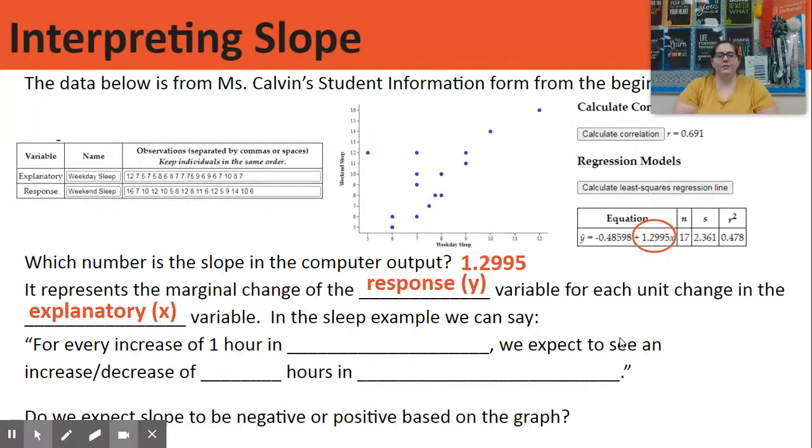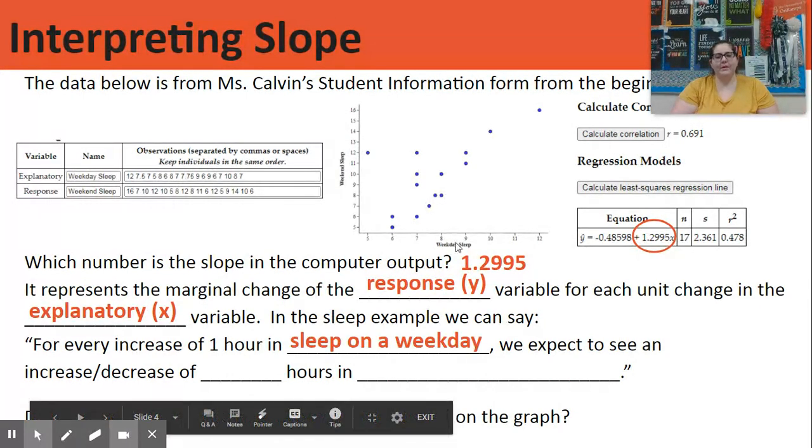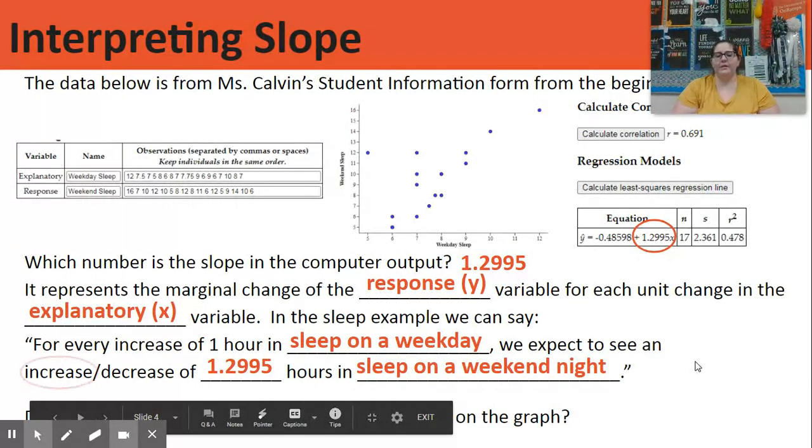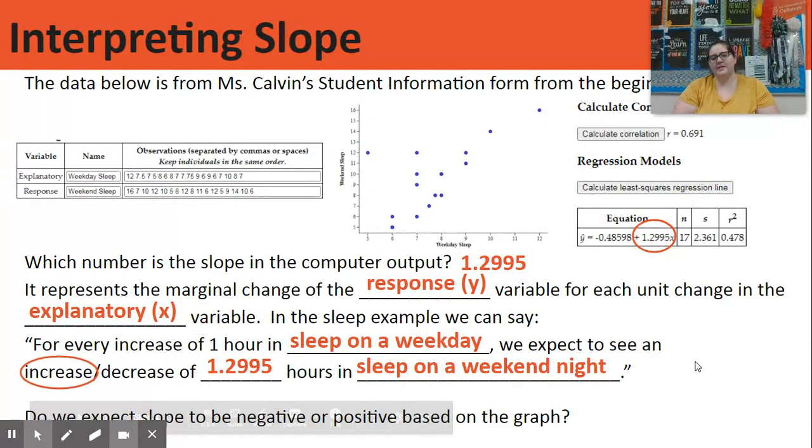So for our sleep example, as x goes up by 1, this is what y is going to do. For every increase of 1 hour in weekday sleep, because weekday sleep was our x variable, our explanatory variable, we expect to see a change of 1.2995 hours in our y variable, which is sleep on a weekend night. Because our slope is positive, we expect an increase of 1.2995 hours of sleep on a weekend night. So for every 1 extra hour of sleep someone gets on a weekday, we're expecting about 1.2995 more sleep hours on a weekend night.